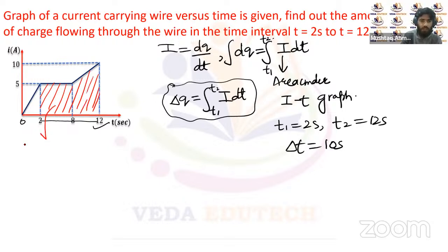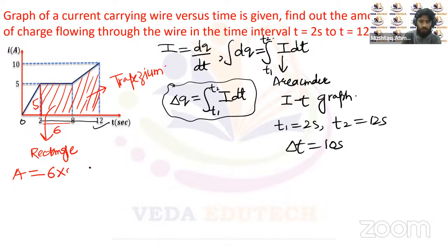So you can see that this area here is a rectangle, and this is a trapezium. The total area will be the area of the rectangle plus the area of the trapezium, and this total area will give us the total charge flow between t equal to 2 seconds and 12 seconds, right? The length of the rectangle here is 6, and the height from here to here is 5, so the area will be 6 into 5, plus, for the trapezium, the area is half of the sum of parallel sides.